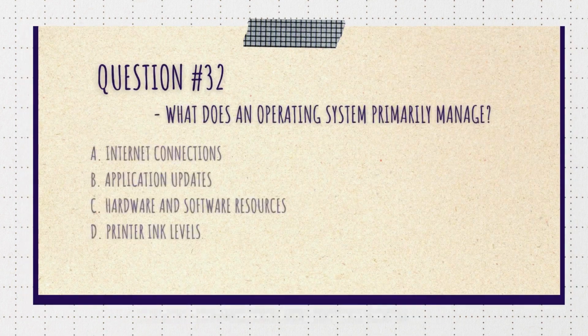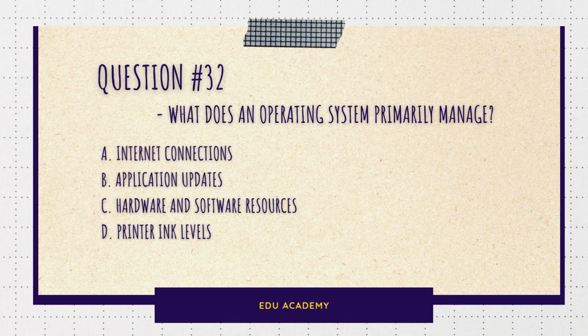Question 32. What does an operating system primarily manage? A. Internet connections. B. Application updates. C. Hardware and software resources. D. Printer ink levels. You have 10 seconds to answer.